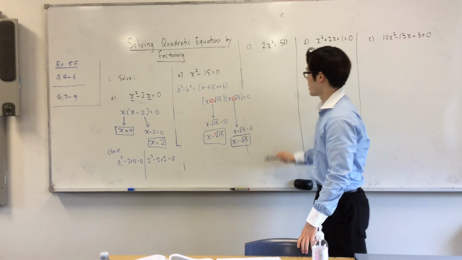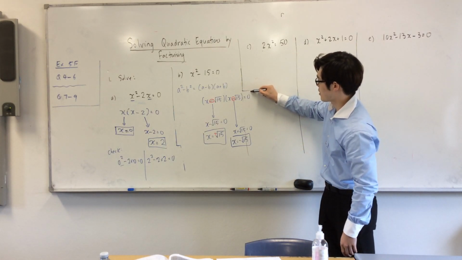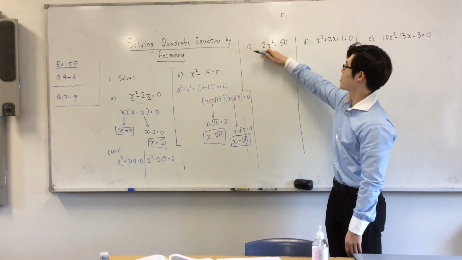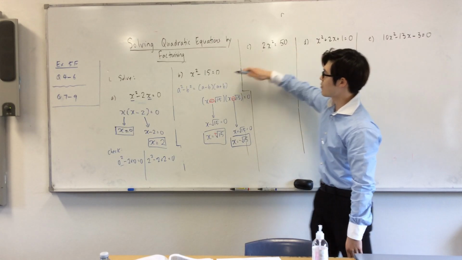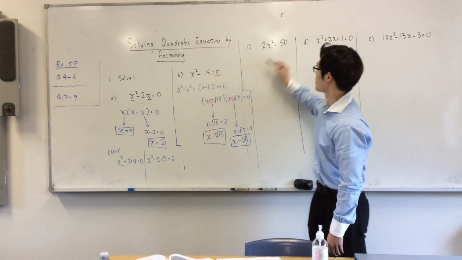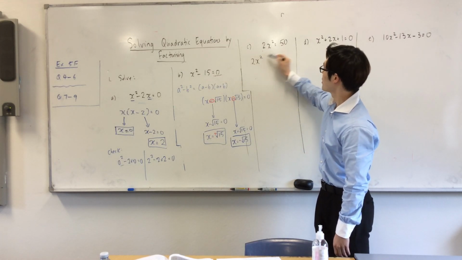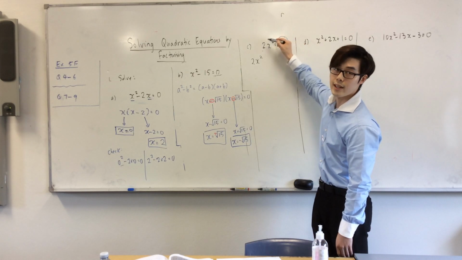Okay? So we want to do the same thing with this quadratic equation in the next example here. But as you can see, this is not in the same format as the questions we went through here. We want to make it equal to 0. So in this case, what I'm going to do is write 2x squared, but I'm going to bring this 50 to the other side.